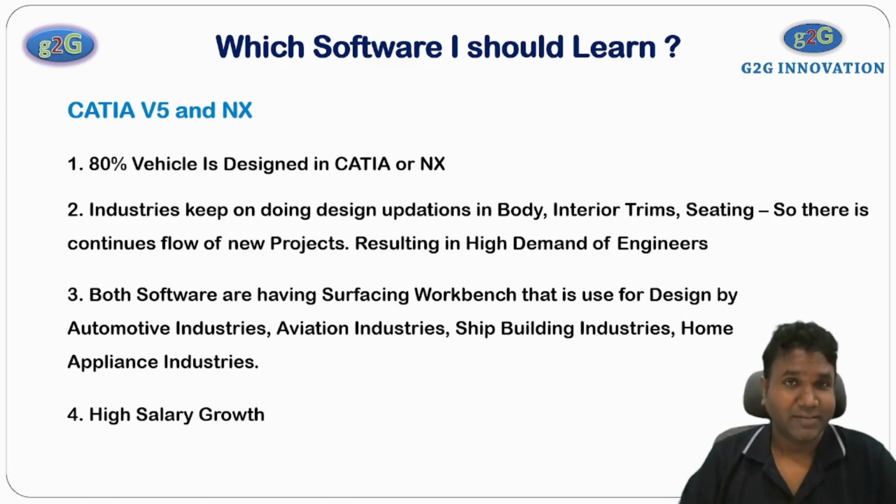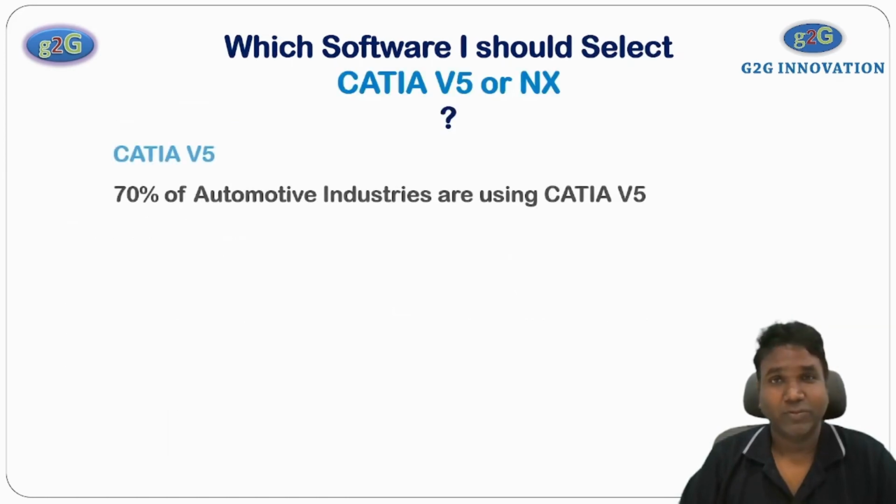The next question arises: which software should I select out of CATIA V5 or NX? So my choice will be CATIA V5. Now, why is it recommended? Because 70% of the automotive industry is using CATIA V5. I hope this question is very clear.